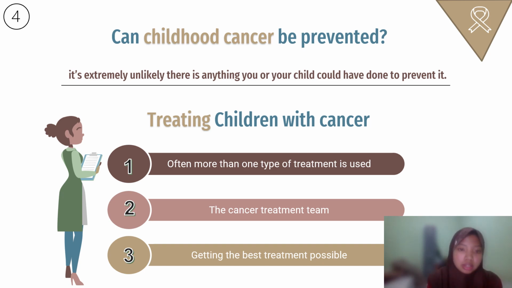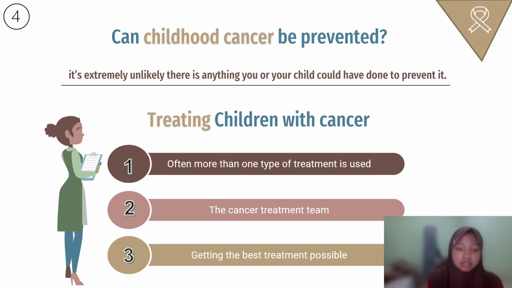Second is the cancer treatment team. Children with cancer and their families have special needs that can best be met at children's cancer centers. Treatment of childhood cancer in these centers is coordinated by a team of experts who know the difference between adult and childhood cancers, as well as the unique needs of children with cancer and their families.